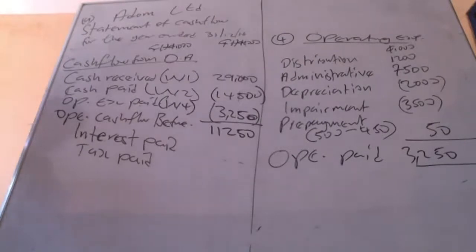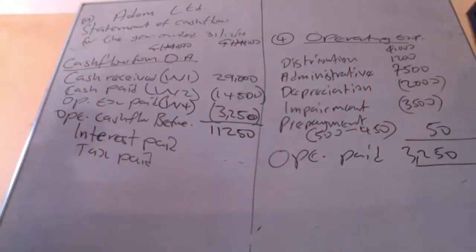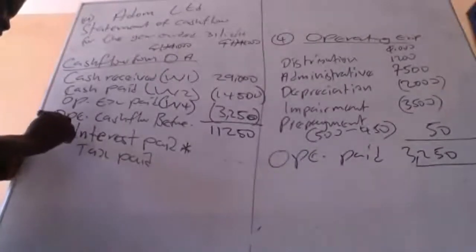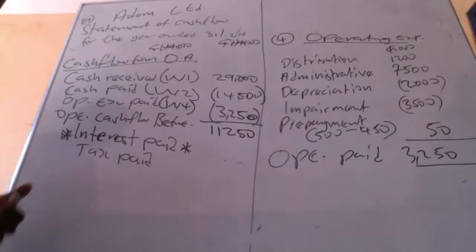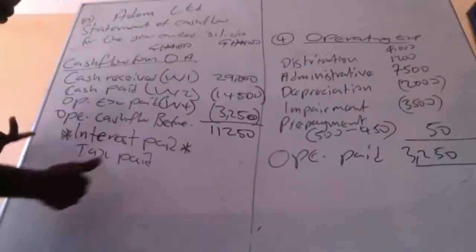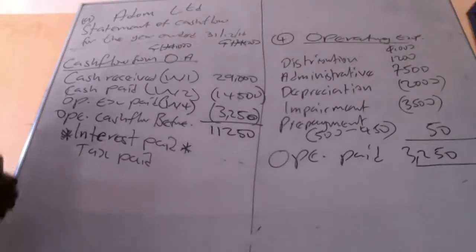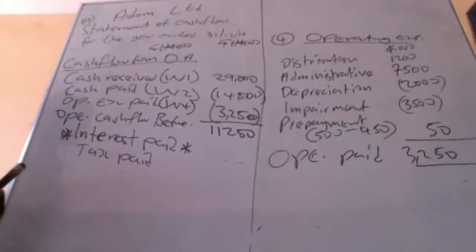So let's go and cover the interest paid and then the tax paid from the question. Don't forget that we said the interest paid can also be treated under finance or financing activity. So that's why I put an asterisk here. It means that you can also place it under financing activity. You are also right. So take notes.